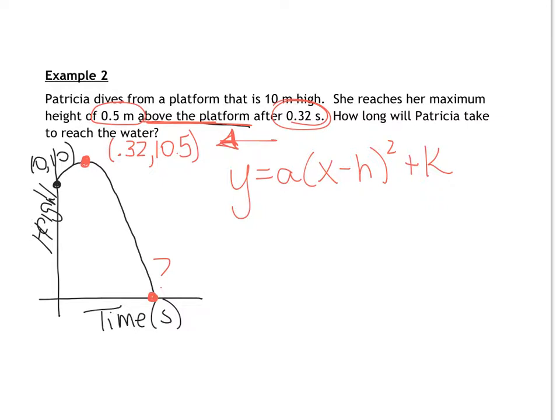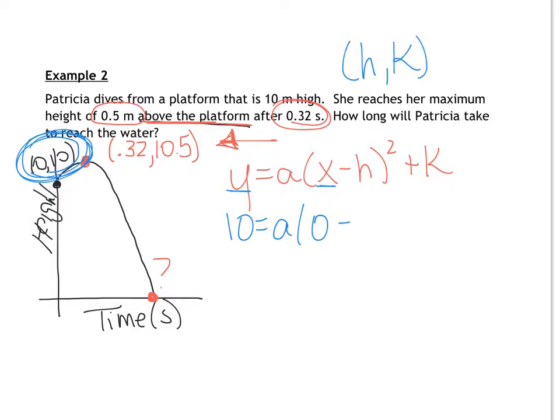So I know an X and a Y point that are on this parabola other than the vertex, and it's that point right there. So Y is going to be 0. A is what we're looking for. Oh, sorry, Y is not 0. X is 0. Y is 10. X is 0. H, remember our vertex point is always H, okay? So H in this case is 0.32, and K is 10.5.